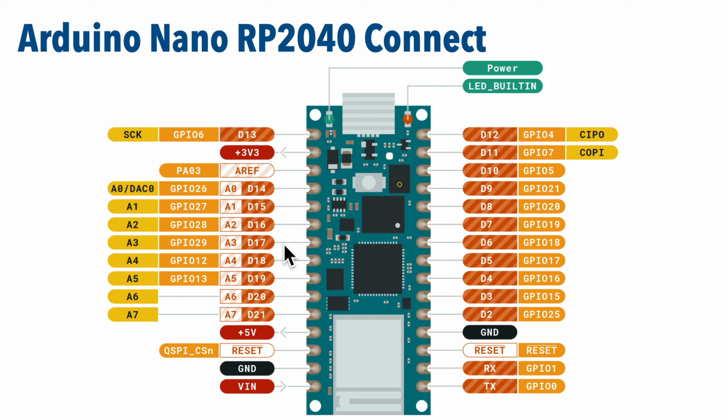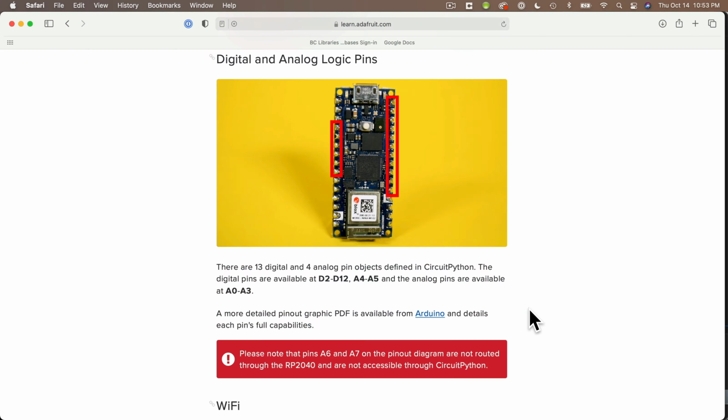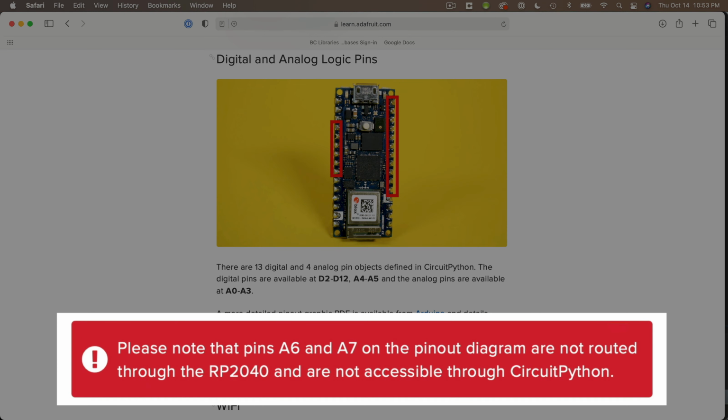Now, another thing to note for this board, the Arduino Nano RP2040 Connect, do not use A6 or A7. So even though these pins are in the pinout diagram, they are not in the pin map script output, and these are not accessible in CircuitPython. That's the kind of thing that's also made explicit in the Learn Guide. So again, if you use a new board for the first time, always read the Learn Guide.